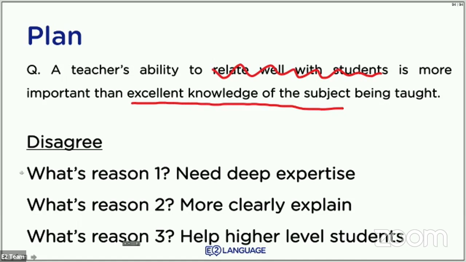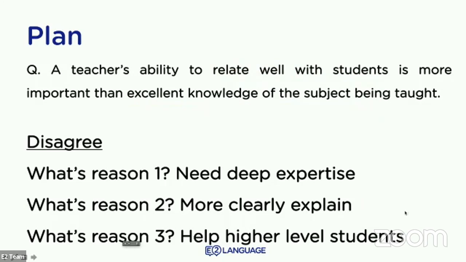So reason 1 is that you need deep expertise in order to teach anything. Reason 2, our second paragraph, will be that having excellent knowledge of the subject helps you explain concepts more clearly. And reason 3 could be that you could help higher level students, because some students are very advanced in their thinking. So it's important that you have excellent knowledge of the subject so you can help those higher achieving students. So it's possible to completely disagree with this prompt as well.